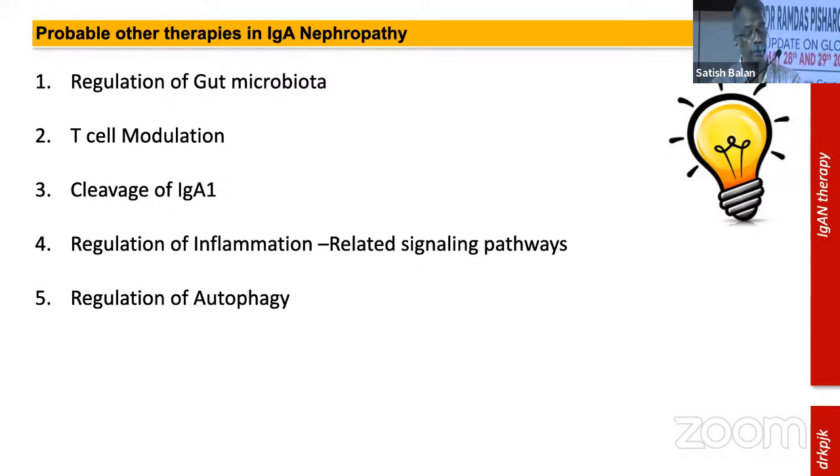Then cleavage of IgA, already said. Then regulation of inflammasome and all those things. And most important, now the fashion is autophagy. That is, upavasam (fasting) is good for all those things in medicine. Now you know that whenever you fast, all your bad things will be cleared. You are clearing your fridge, you are clearing your room and all those things in your house. Why can't you remove your bad things from your body by fasting? That is autophagy. So what is autophagy doing in the kidney?